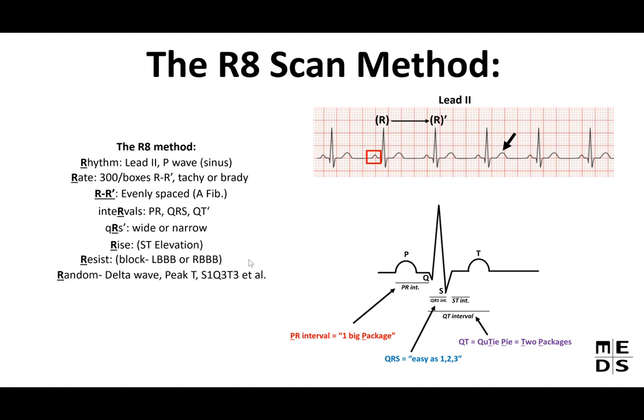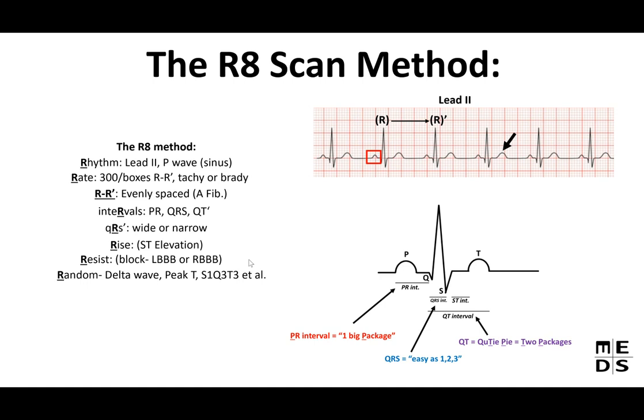And then the last R is going to be random. So you're going to look for a delta wave, for a WPW, and then you want to look for peaked T waves, which means you could have high potassium, known as hyperkalemia. And then you can look for what's called an S1 Q3 T3, which would possibly indicate someone that's having a PE, or a pulmonary embolism. It's not always present, but if you do see it, it could help indicate that your patient's having a PE.